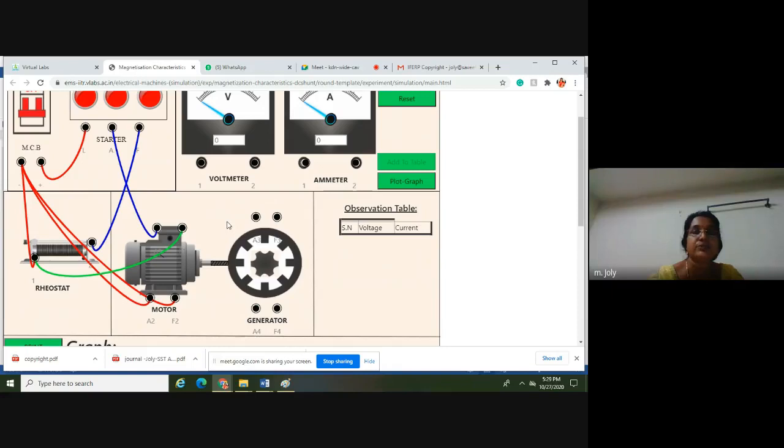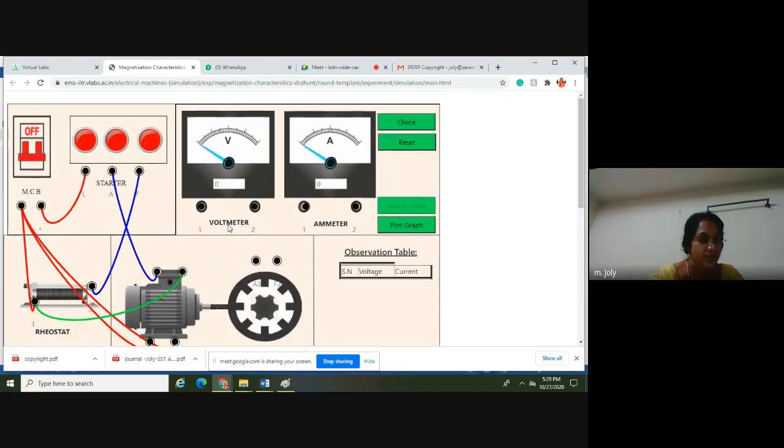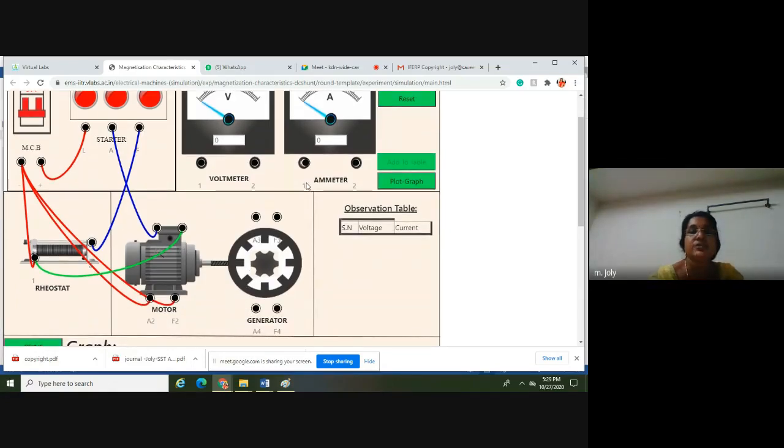Then the voltmeter 2 terminal, just scroll like this. So voltmeter 2 to generator A4. Here A4 also you have to see. So the voltmeter 2 terminal you have to connect to generator A4. Carefully you have to connect. Then voltmeter 1 to generator A3. So voltmeter 1 terminal to generator A3, you have to connect.